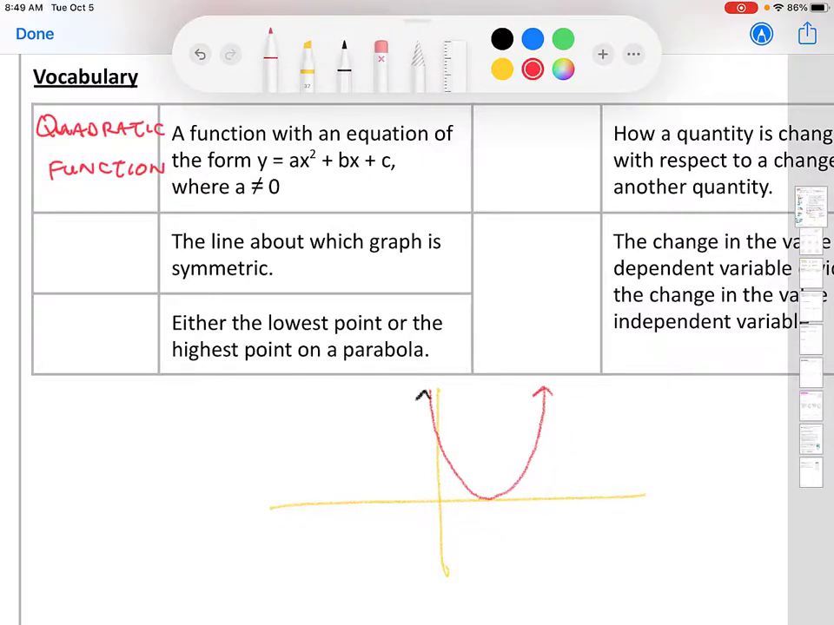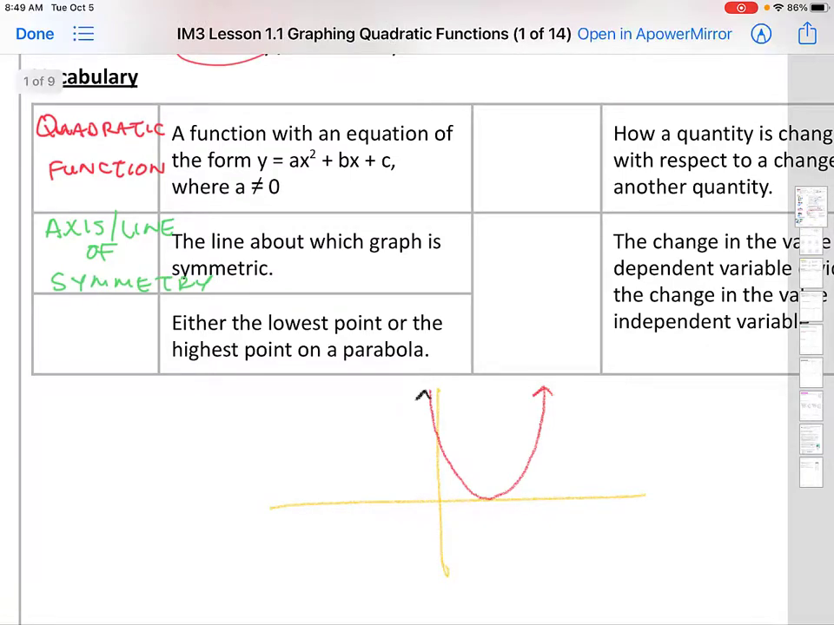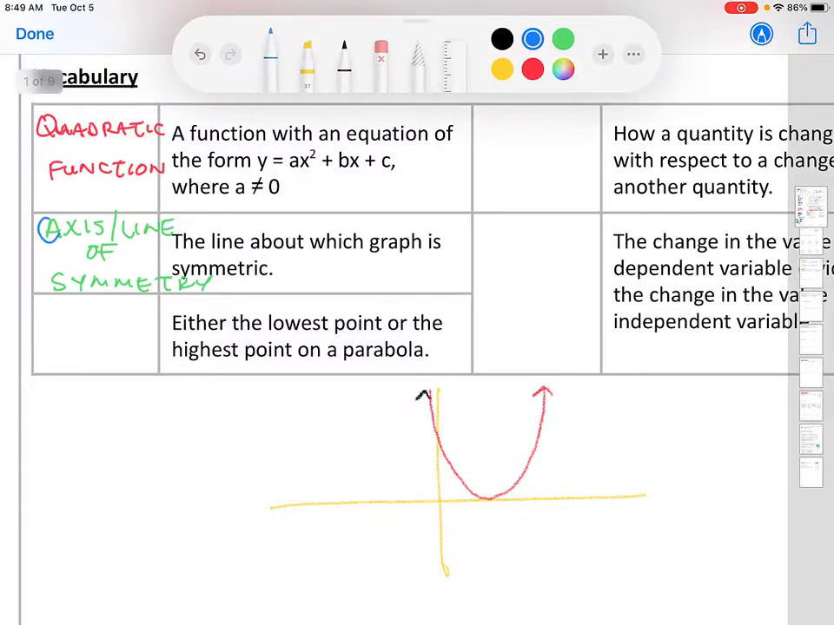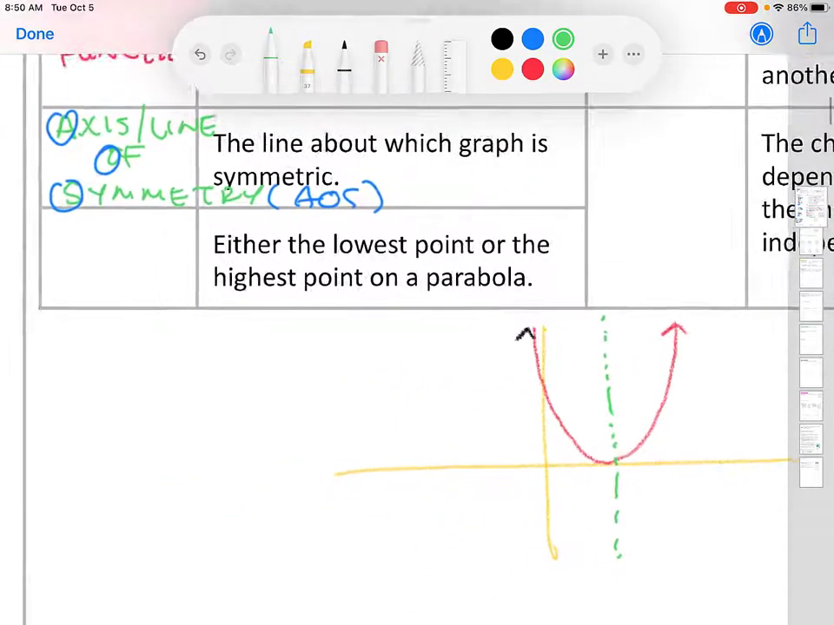My next one is the line about which the graph is symmetric. They call this one the axis or line of symmetry. Sometimes people will abbreviate it as AOS, axis of symmetry or line of symmetry, and this is the green dot here. Back in geometry, we would have said something like a segment bisector. It cuts it in half.